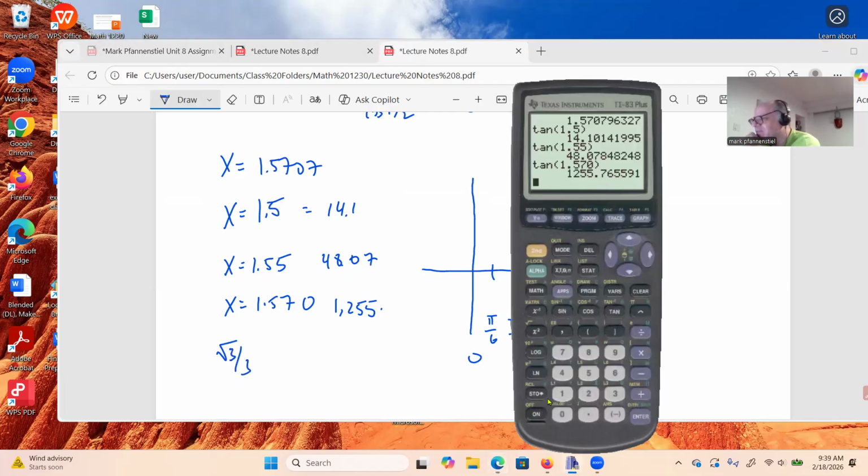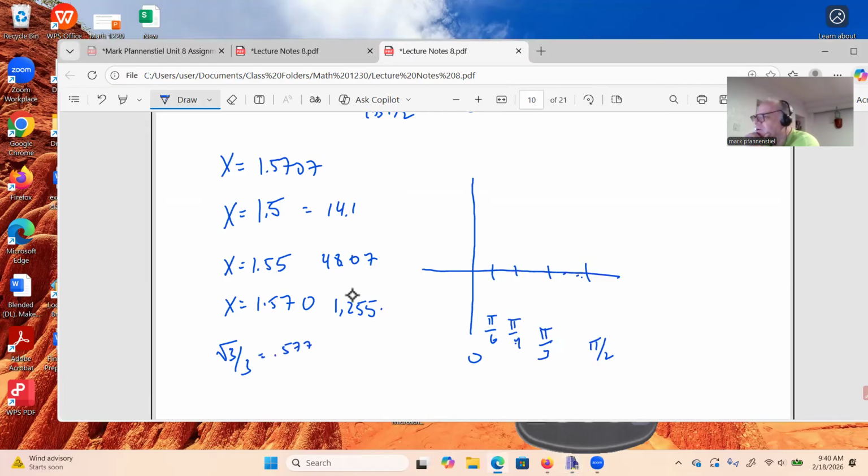I don't know what that is offhand decimally, but the tangent of pi over 6 is square root of 3 over 3, numerically 0.577. So 0.577, it's about right there. Pi over 4, here we go, it's 1. Tangent of pi over 3, that's the square root of 3, that's 1.7. So we're going to be up here.